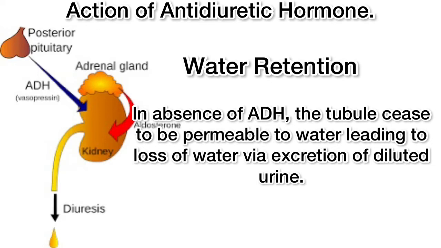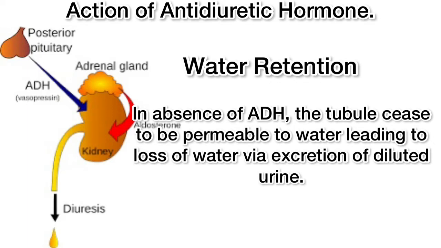So because of this impermeability of water through the collecting duct and the distal convoluted tubule as a result of absence of antidiuretic hormone, the reabsorption of water does not happen in the renal tubules, and then diluted urine will now be excreted instead of urine that is concentrated. This leads to a large amount of water lost through urine. So much water will now be lost from the body through urine, instead of some amount of water being reabsorbed.